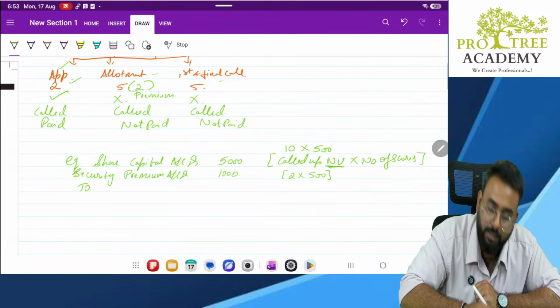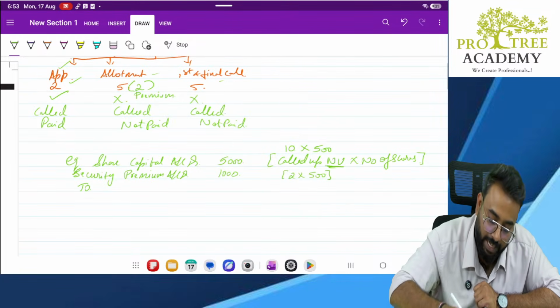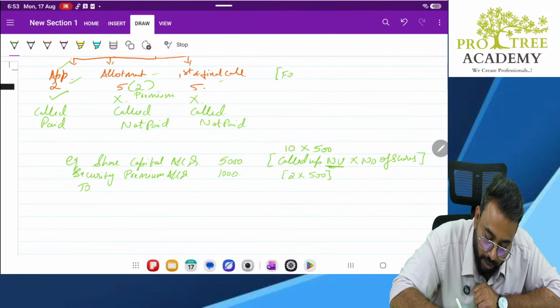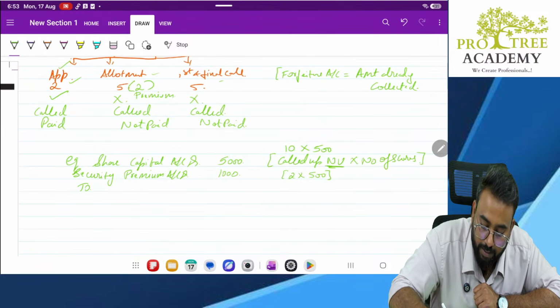Application is paid, sir. So whatever money is paid will go to the forfeiture account. See guys, I have already told you, what do we show in the forfeiture account? The amount already collected from the shareholder.